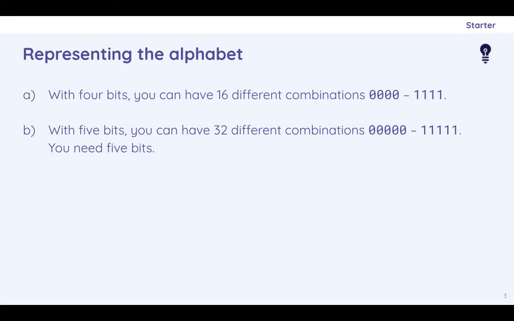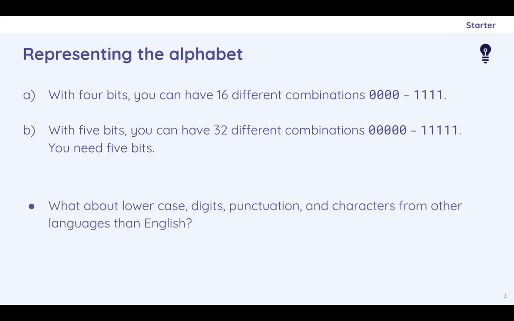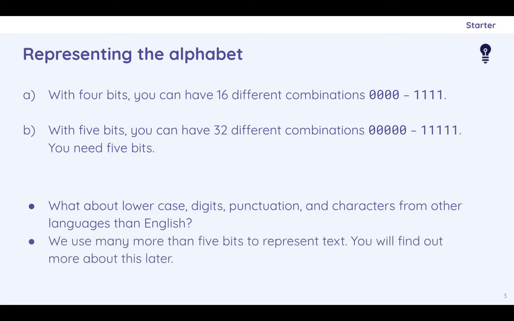But yeah, you could allocate A to all zeros, B to 00001, C to 00010, etc. Then you've got lowercase versus uppercase. There's the numerical digits, punctuation, and characters from other languages, like where you've got the curly C's and umlauts and things like that. We need to be able to represent those as well. So we need a lot more than 5 bits to represent text, and there are a couple of schemes we're going to look at.